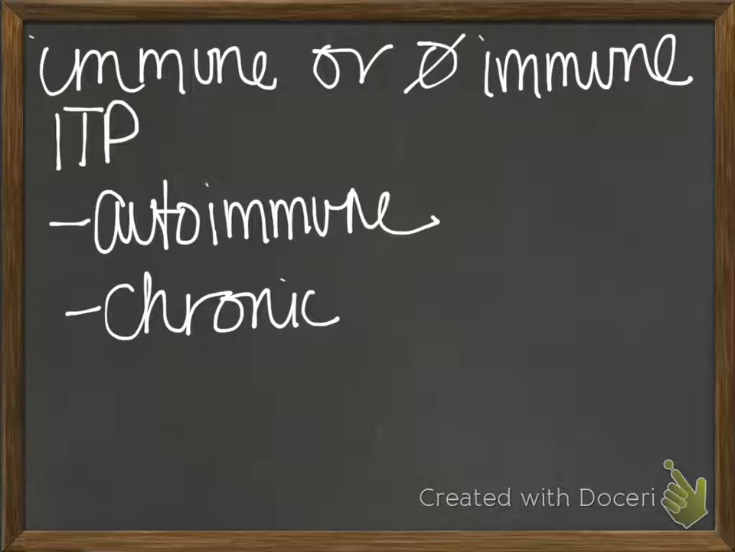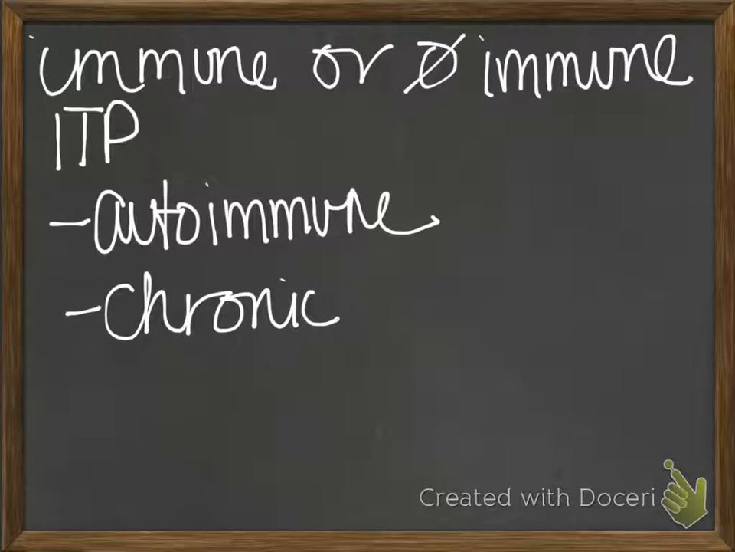This is autoimmune, and it destroys the platelets via the antibodies. It can be chronic, and usually when it's chronic, it's in adult women, but it can also be acute, and that's usually seen in children. So platelets are basically covered with antibodies, and they don't look like themselves, so the spleen thinks that they're foreign, and therefore the spleen kills them.